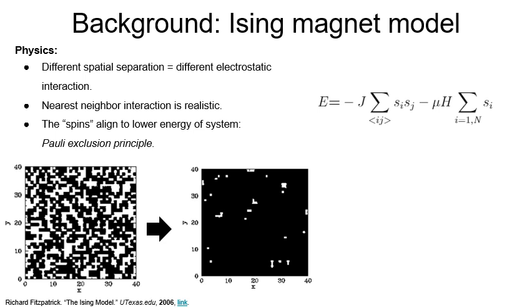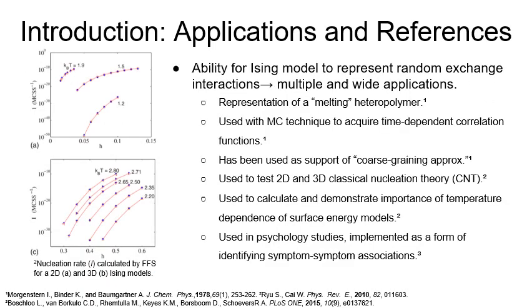On the bottom, we can see a demonstration of the spin alignment as the energy gets lower. What does this mean? This is known as the Pauli exclusion principle, and it demonstrates how the spins go from complete randomization, up and down, which is white and black, towards a more complete same-direction spin. Next, I'll be talking about its applications.